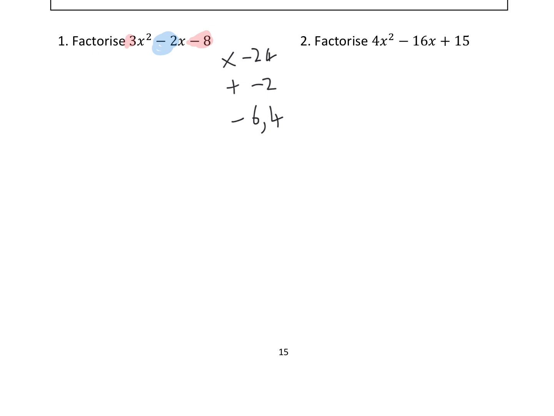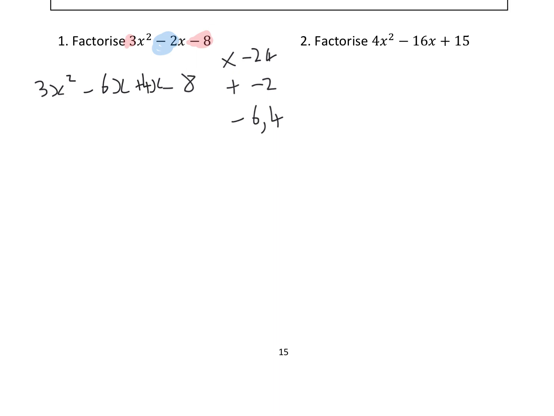So we rewrite the quadratic, 3x squared, and the minus 8. We split this minus 2x into these 2 numbers, minus 6 and plus 4. Now don't forget, you need to have the x along with that, because that means that the minus 6x plus the 4x gives you minus 2x. So keep your x's in.